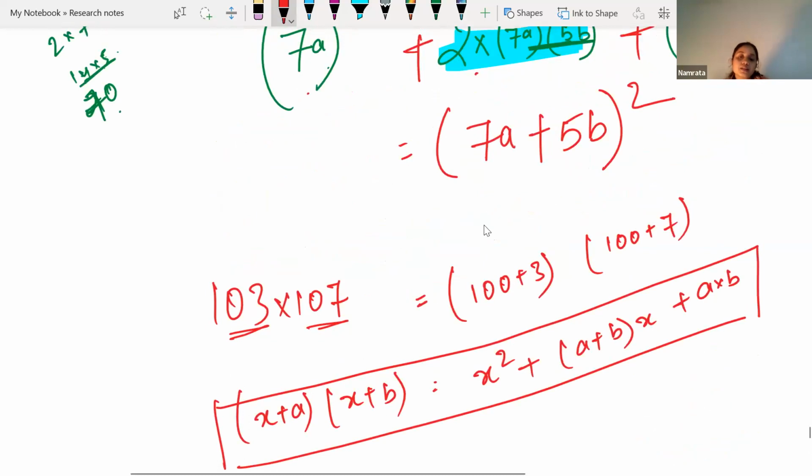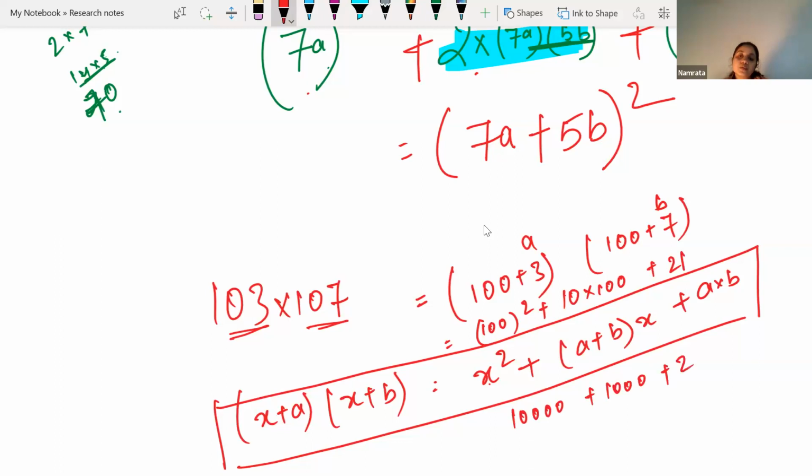When I am saying it is x square, you can write it as 100 square over here, plus (a plus b) x. This is our A, this is our B. So 3 plus 7, 10. X is 100, plus A into B, 3 times 7, 21. We are having 10000 plus 1000 plus 21.